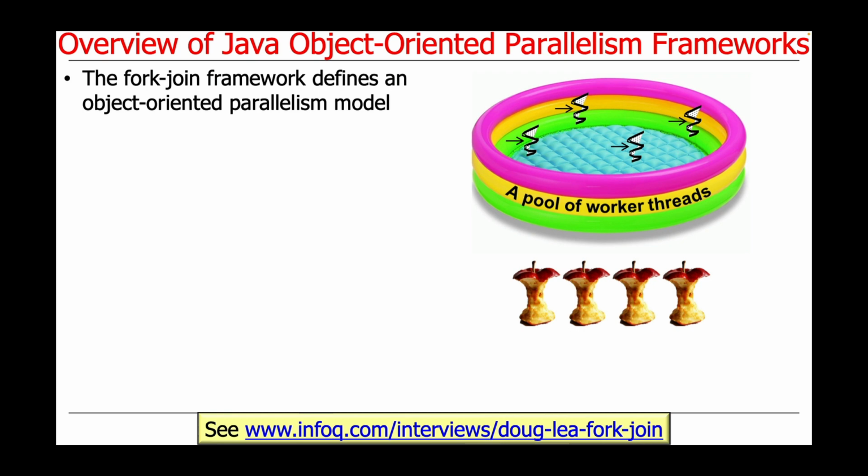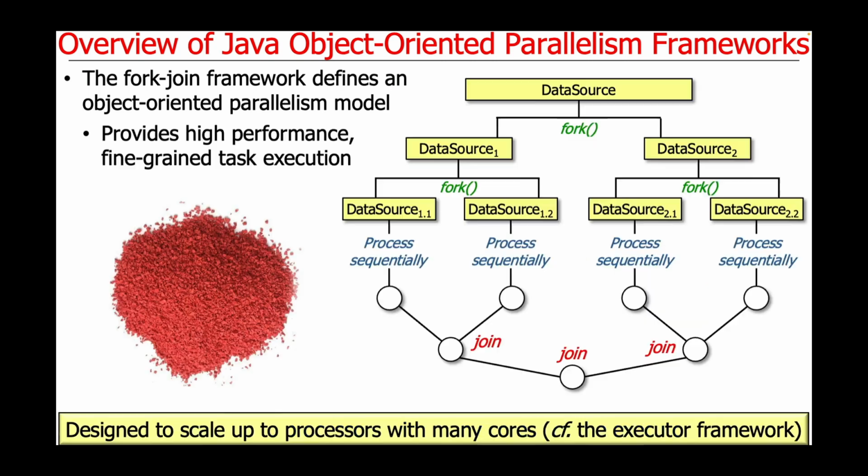So the Java fork-join framework defines an object-oriented parallelism approach. There's a great interview by Doug Lea, who is the designer and implementer of a lot of the stuff in Java concurrency and parallelism, where he talks about the motivations behind this particular framework, and it's really worth listening to because he has lots of great insights.